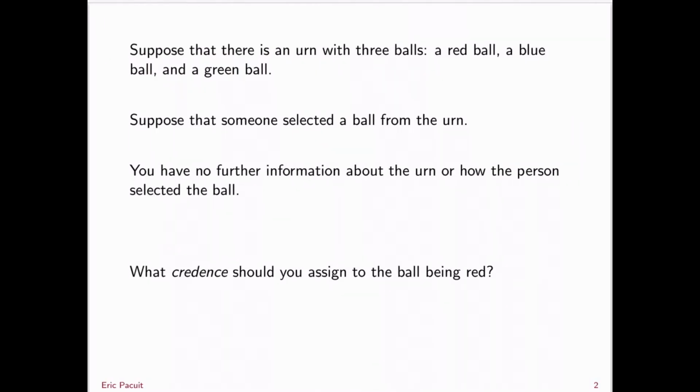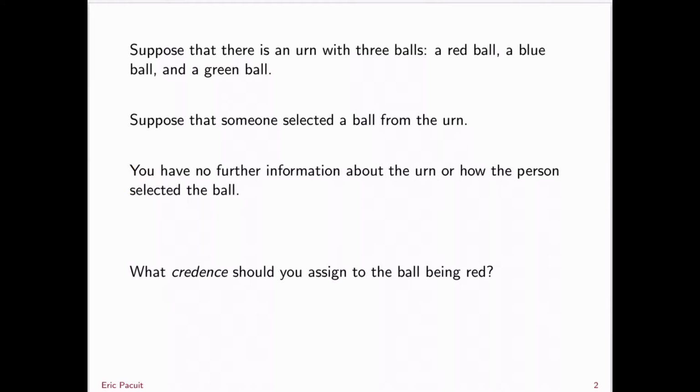Now, let's start with an example. Suppose that there's an urn with 3 balls, a red ball, a blue ball, and a green ball. Now, suppose that someone selected a ball from this urn. So there's this urn. It contains these 3 balls, the red ball, the blue ball, and the green ball, and somebody selected a ball from the urn. And you have no further information about the urn or how the person selected the ball.